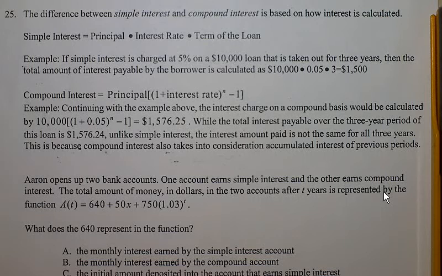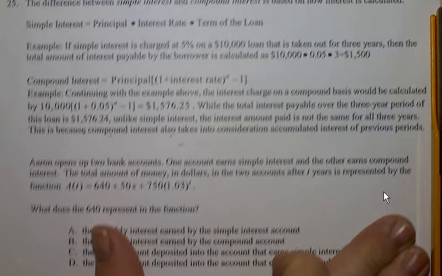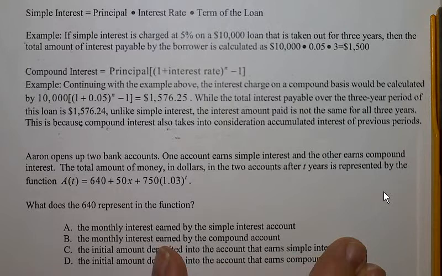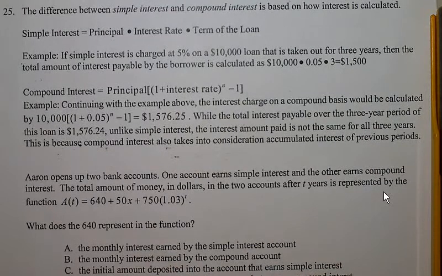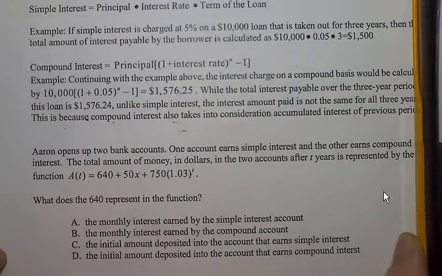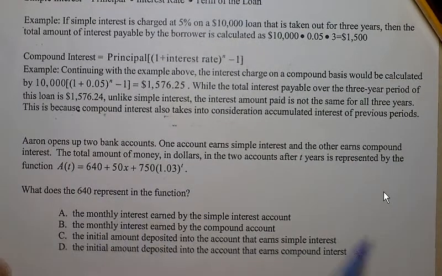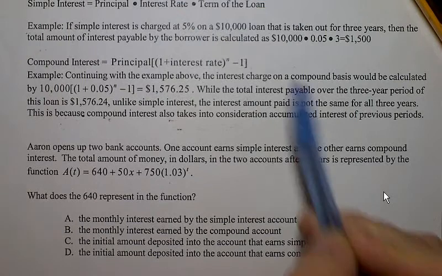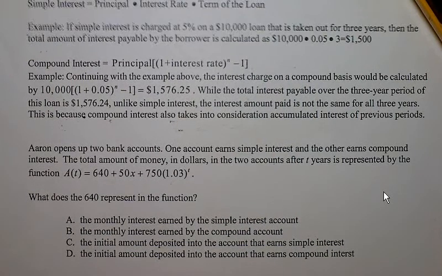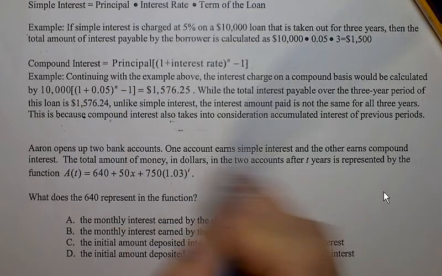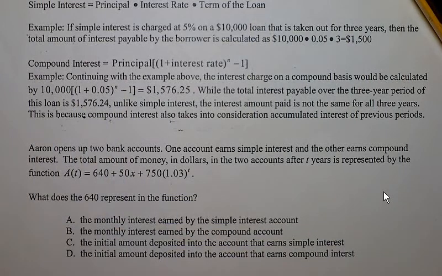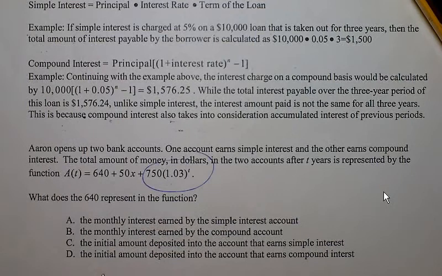So, compound interest is most often what you're going to come in contact with. Aaron opens up 2 bank accounts, and we don't work a lot with this, but we can use some common sense. Okay, so when you look down here at these 2, which part of this equation appears to look more like compound interest? Look at this equation, and look at this equation. Which part here appears to be more like compound interest? Would you agree that this portion looks more like compound interest?